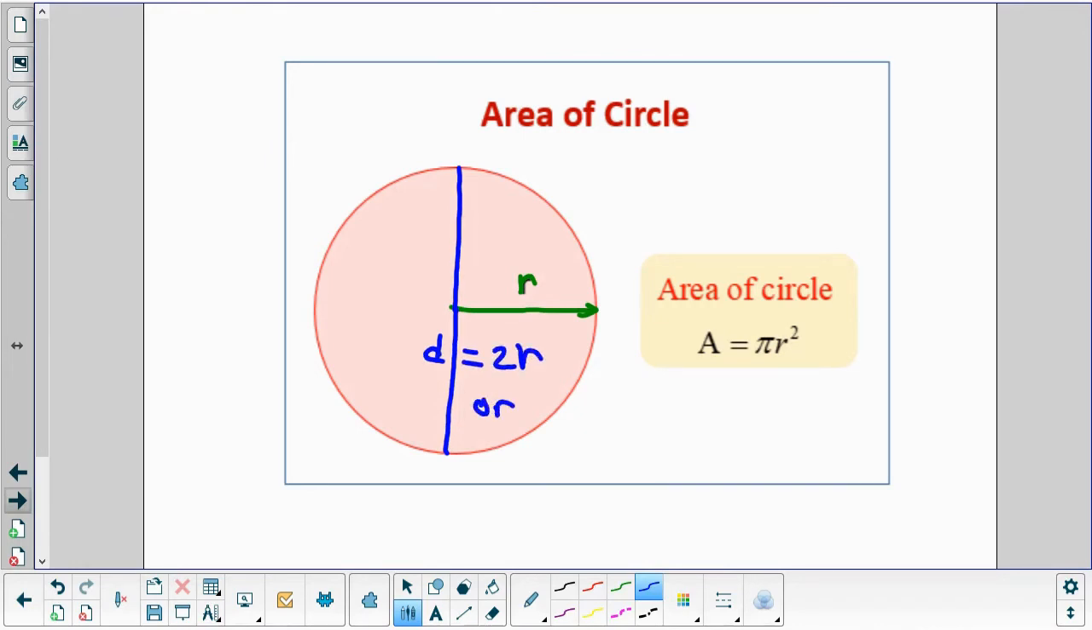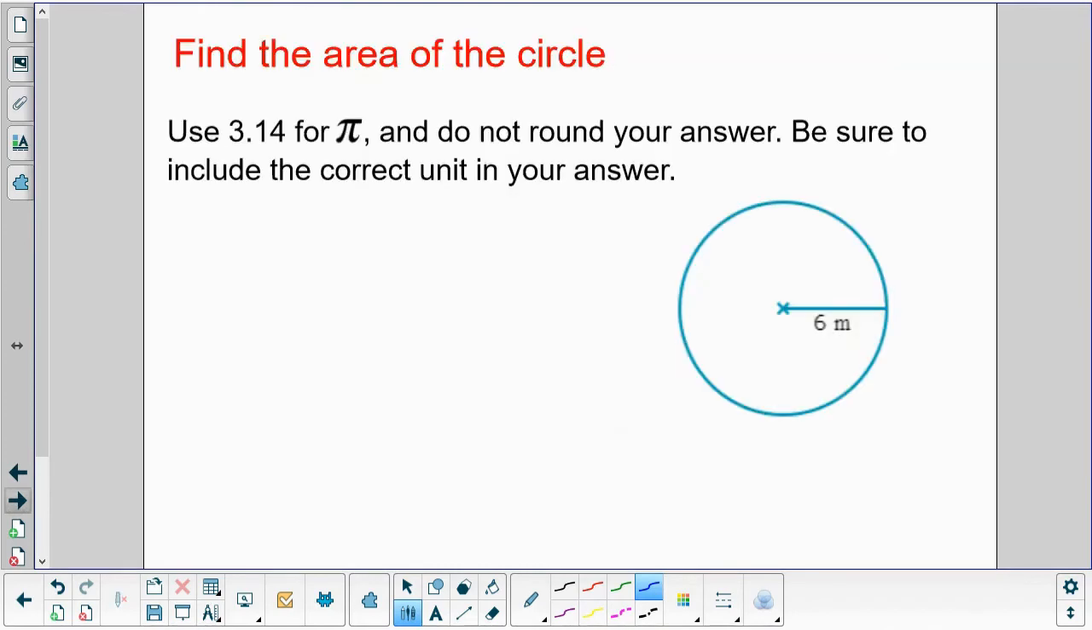And so if you have a radius, if you just double that, you can get the diameter. Or if you have a diameter and you want the radius, you just divide the diameter by 2 and you get the radius. So it's pretty straightforward. So use 3.14 for pi and do not round your answer. Be sure to include the correct unit in your answer.